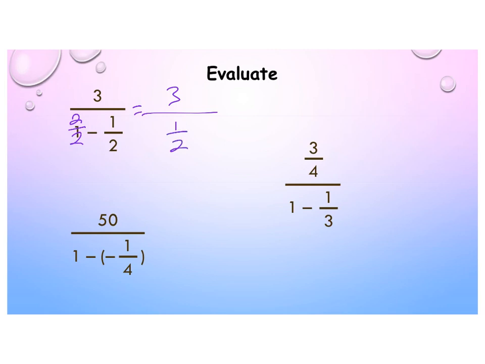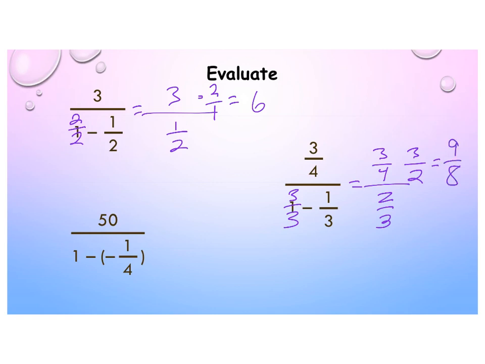Okay, now I can flip and multiply, and I end up with 6. Woohoo! That was pretty easy. Let's look at this 3/4. This becomes a 3 over 3, which is going to be 3/4 over 3 minus 1 is 2, so I have 2/3. Flip and multiply. And now I've got 9/8. Not too bad.